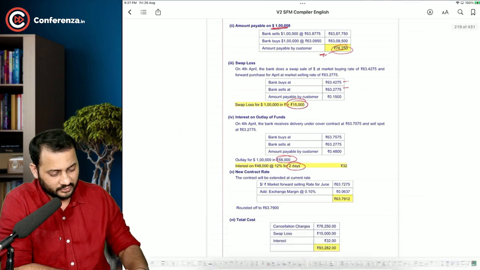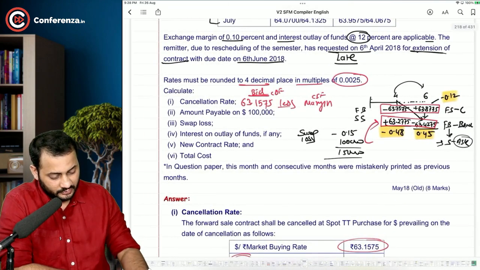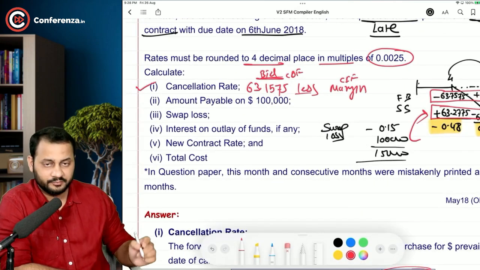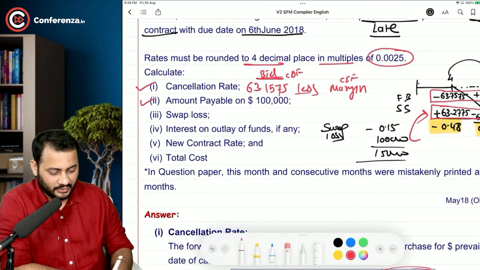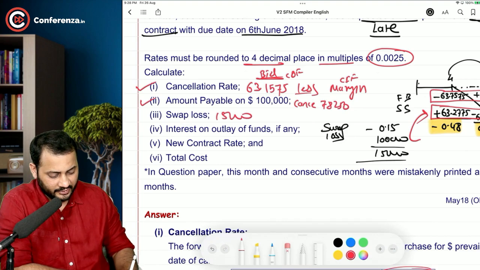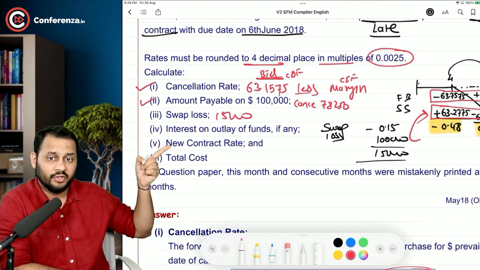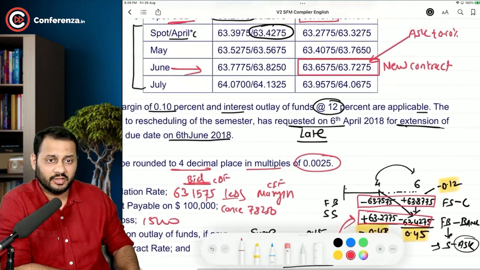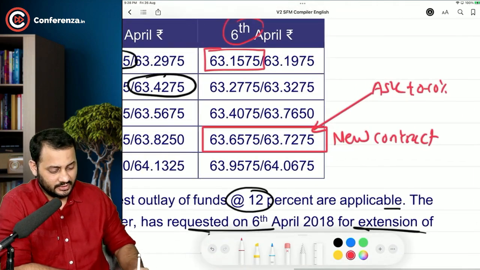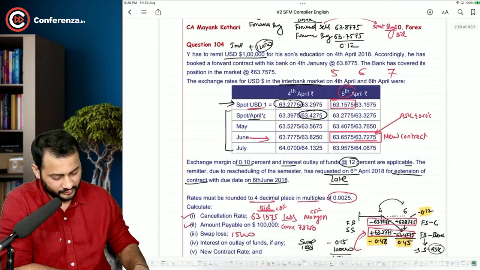So we have answered lots of questions already. Let me just check it. Cancellation rate. Amount payable on $1 lakh as a cancellation charge is 78,250. Swap loss 15,000 and interest on outflow for 2 days of interest on 48,000. New contract rate is this: 63.7275 plus margin. Have a look.